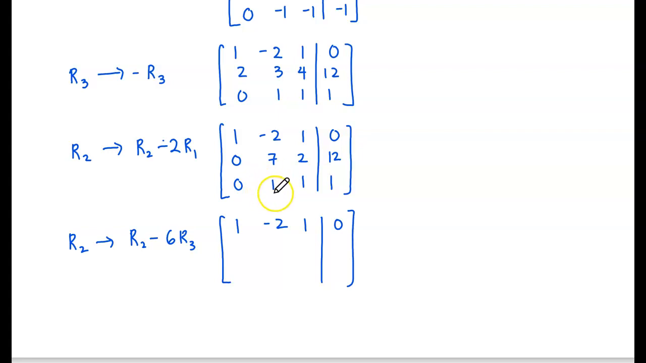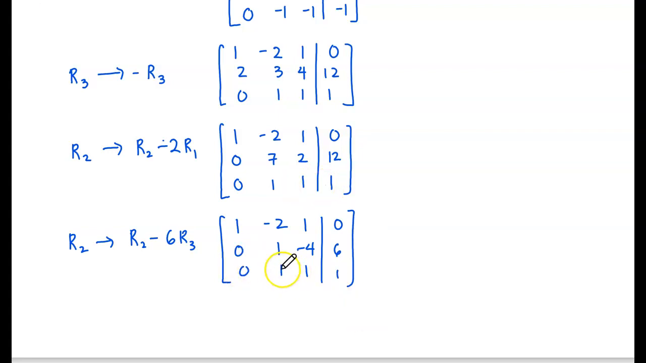So you multiply this by 6 and then subtract it from 7. So 7 minus 6 is 1. So you copy this and then that's 1. And then you multiply this by 6 and then you subtract 2 minus 6. So 2 minus 6 is negative 4. Multiply this by 6, subtract it from 12, that's equal to 6. And then you copy the third row, 0, 1, 1, 1.